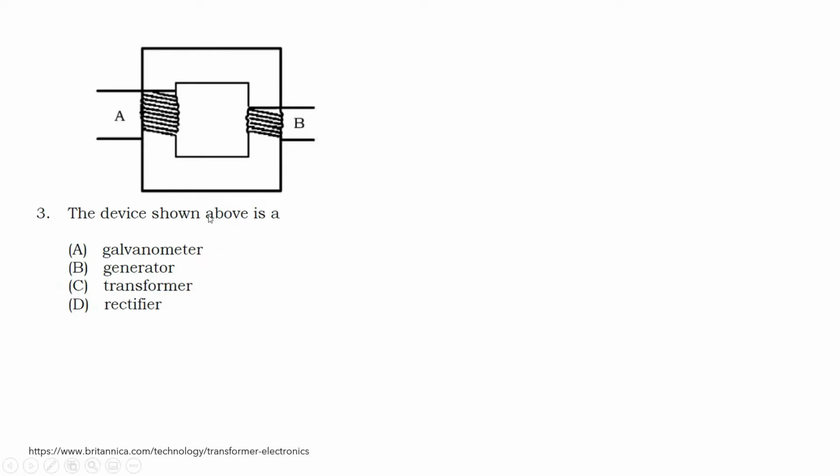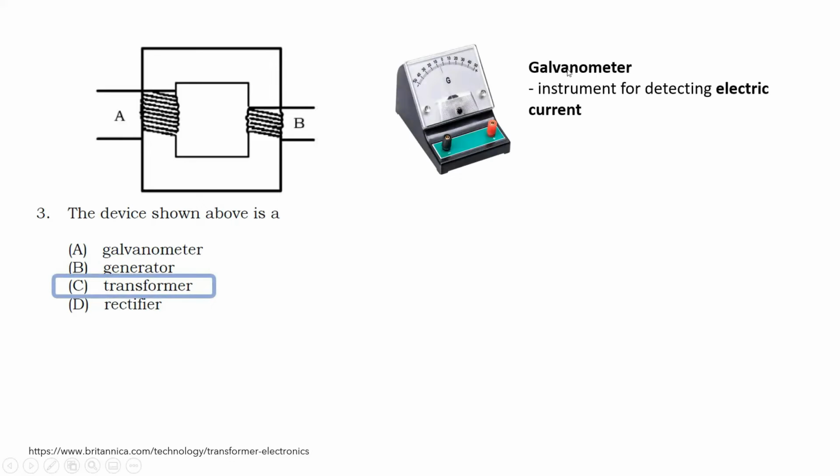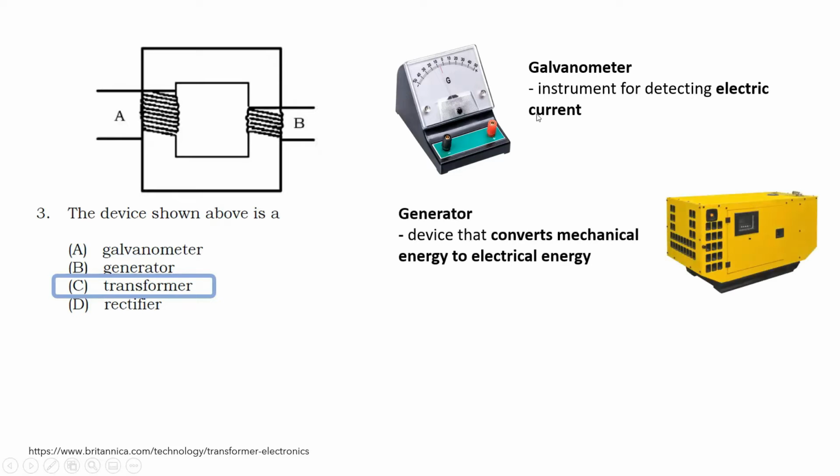Number 3, The device shown above is, so itong device na to is a transformer, letter C. So yung galvanometer, ito yung itsura niya. It's the instrument for detecting electric current. Ayan, nakikita yan madalas sa mga laboratory sa school or kung technician ka, ayan, madalas kang gumagamit ng ganito. Okay, so generator naman, device that converts mechanical energy to electrical energy. So generator, mechanical to electrical.